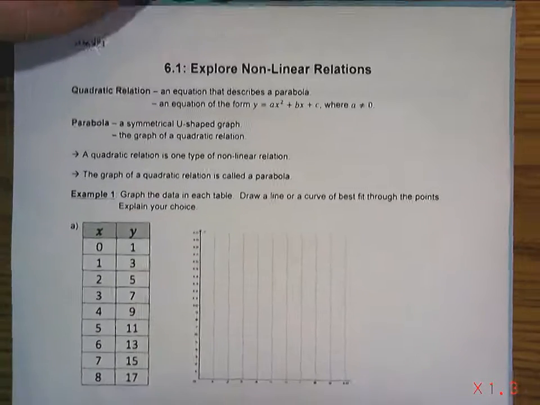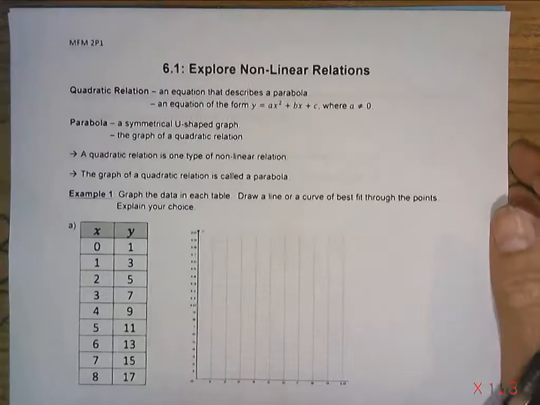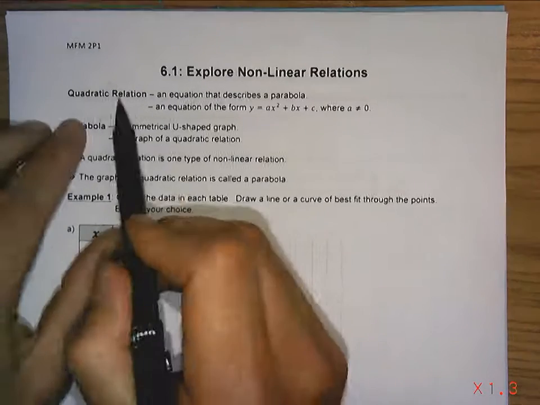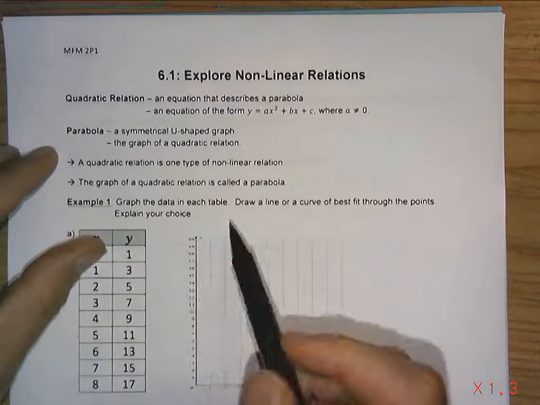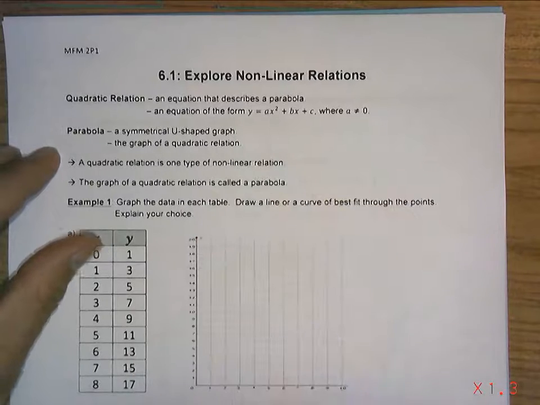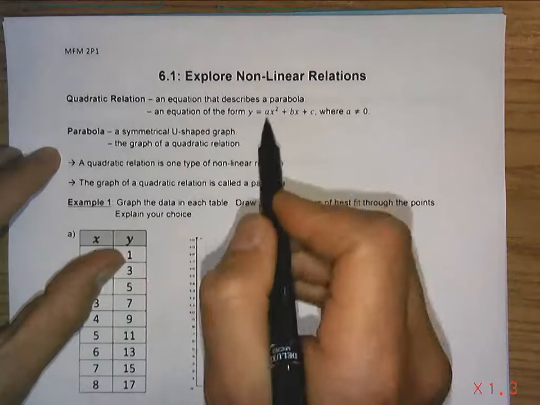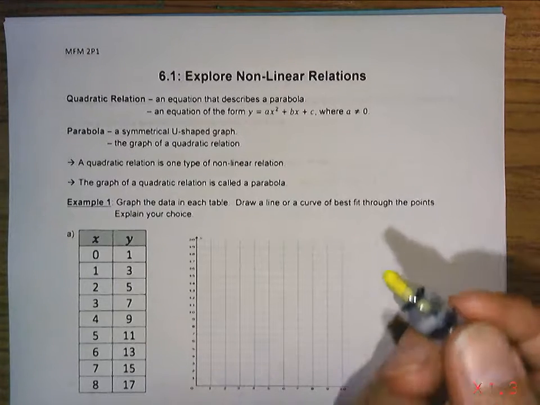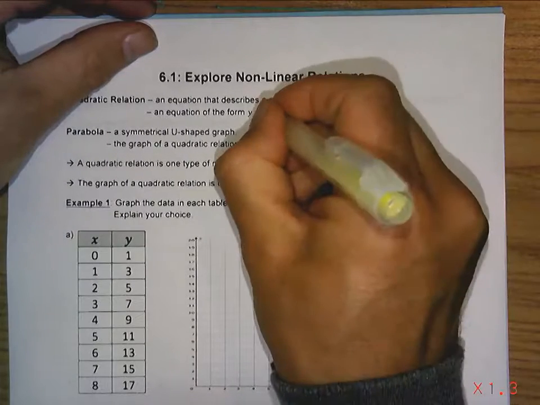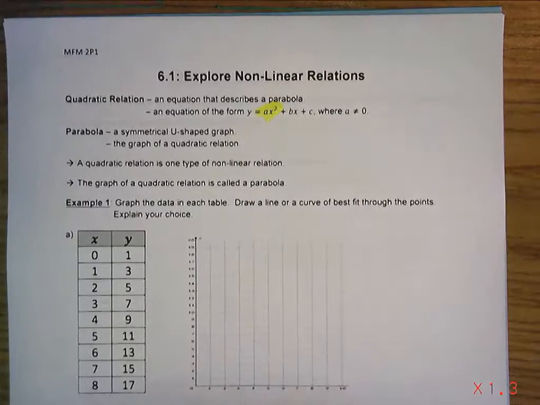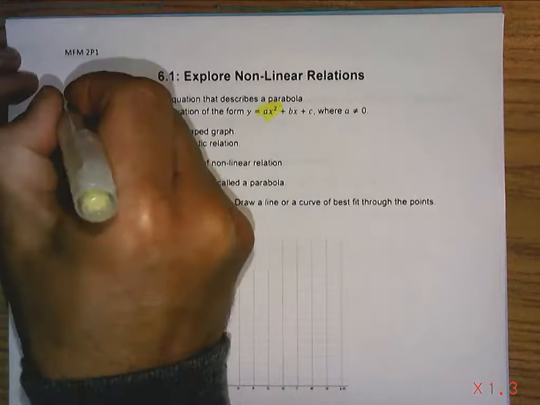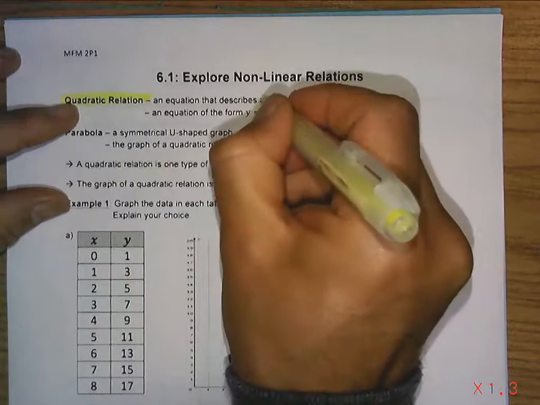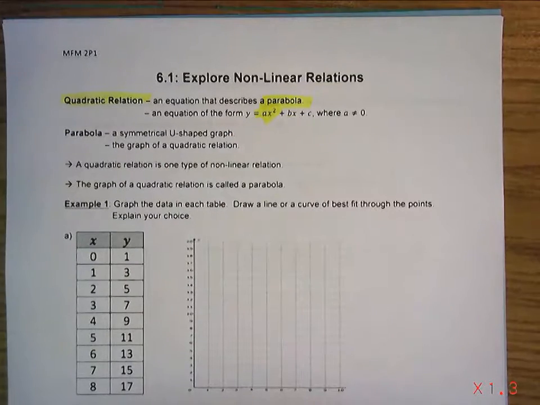Okay, back. 6.1. Exploring nonlinear relations. So, new term, quadratic relation. That's an equation that describes a parabola. An equation of the form y equals ax squared plus bx plus c, where a cannot equal 0. So it's that x squared term that's going to be very, very important here for a quadratic relation. And a quadratic relation is, by definition, an equation that describes a parabola.